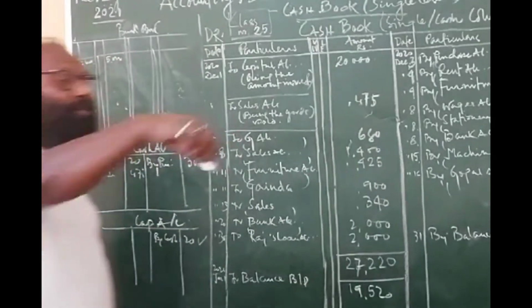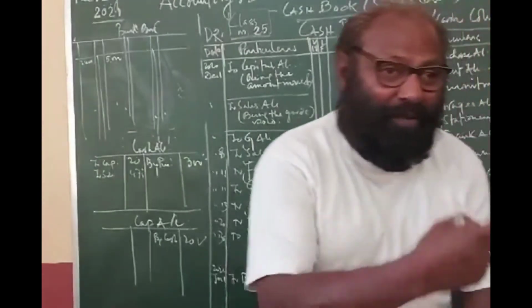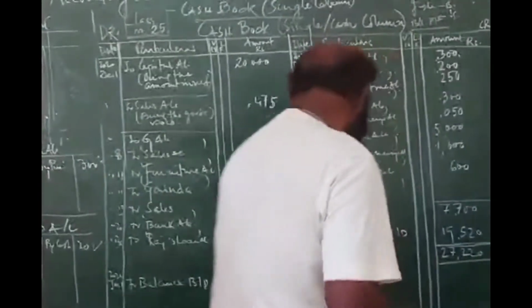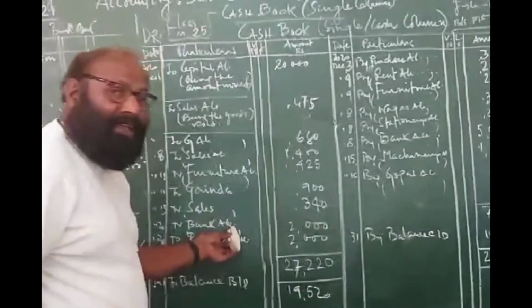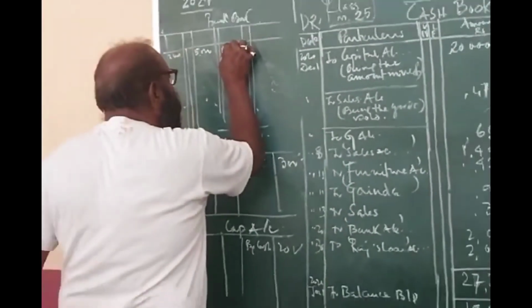Clear. Now I have withdrawn cash from bank. What is the journal entry? Bank account debit to cash. Sorry, cash account debit to bank. Here I have written it. So in the cash book I have written to bank, and in the bank book I should write by cash.